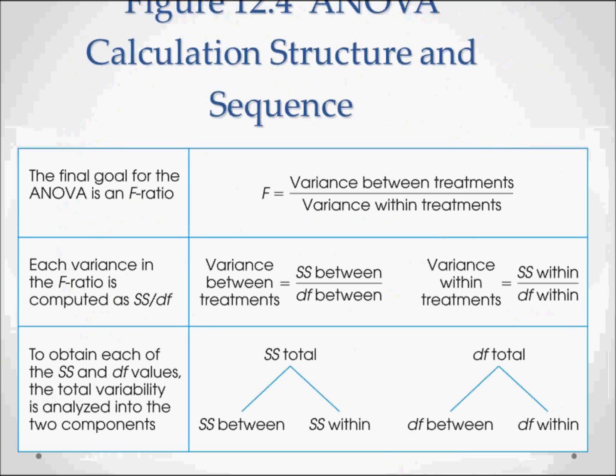Okay, so we start off with the total formula, which is variance between and variance within. However, our variance formula breaks down to sums of squares between over degrees of freedom between, and sums of squares within over degrees of freedom within. But because all variability totals 100%, the between and within variability sum to the sums of squares total. Same with the degrees of freedom. They add up, they sum to the degrees of freedom total.